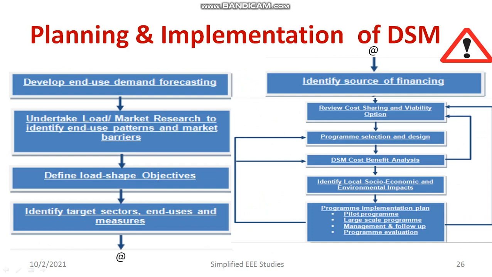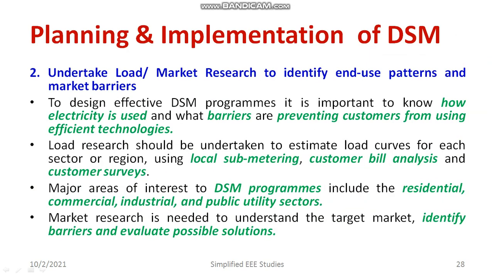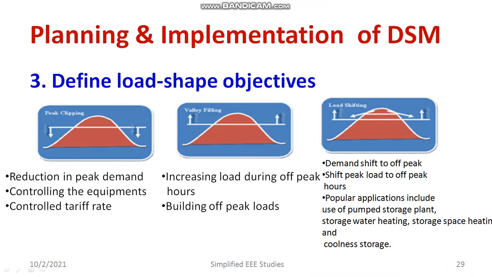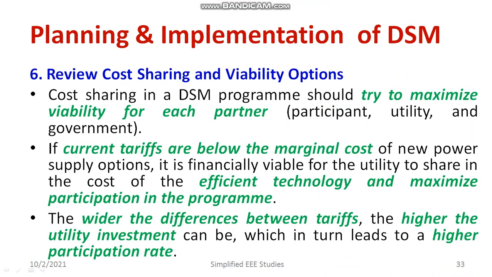Next is review cost sharing and viability option. Okay, so that is another point. Let us see how it can be done. Cost sharing in a demand side program should be tried to maximize the viability for each partner. It may be the participant, or it may be from the utility side and the government side. So these three segments should be coordinated.